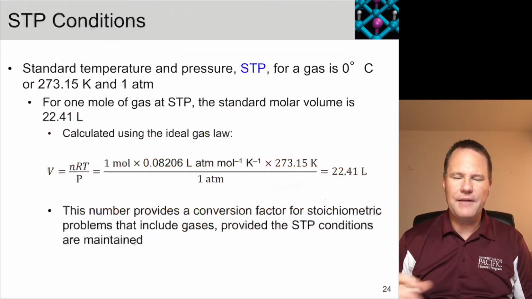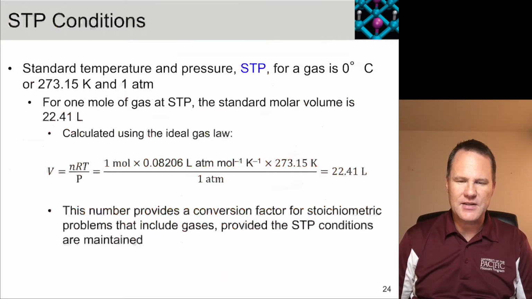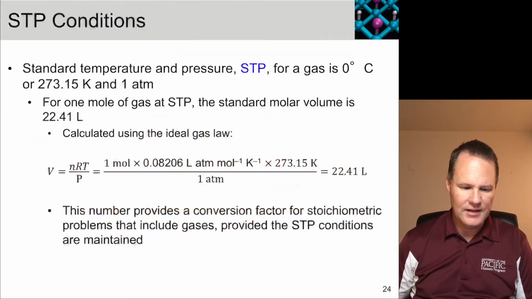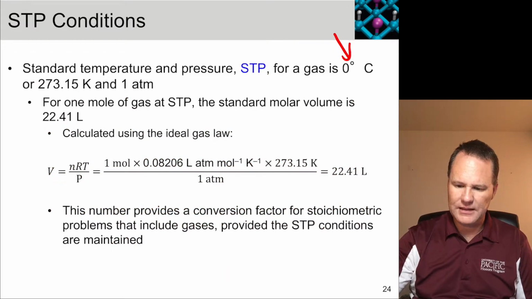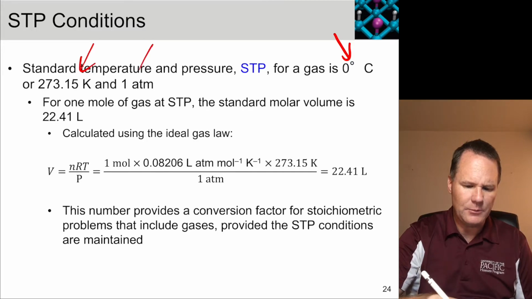Now, if you look at the Wikipedia page for STP, it's actually quite fascinating. There are so many definitions depending on which country you are in, and which profession uses that STP. Our definition of STP, at least in this country, in this book, in this classroom, virtual or not, is that we're at 0 Celsius and 1 atmosphere. So exactly 273.15 Kelvin and 1 atmosphere.